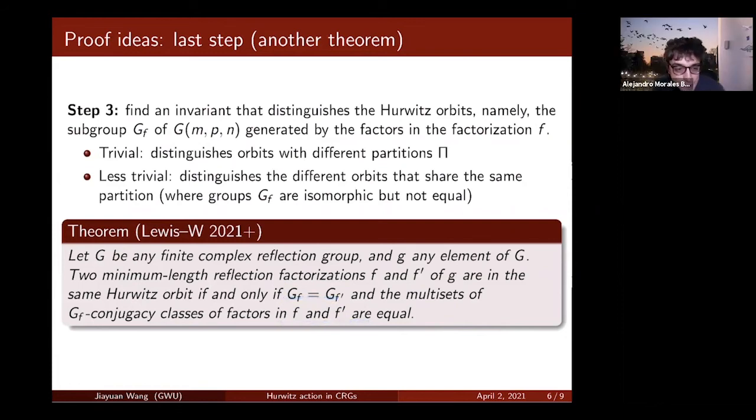Sorry, if you could repeat again, when is the first condition enough? When is just the groups being the same? Right, when we are only talking about G(m,p,n). So when we only have G(m,p,n), then this condition is enough to say when two factorizations are in the same orbit or not. But this condition is necessary to include all the exceptional ones. And this is the end of the proof for our counting theorem.